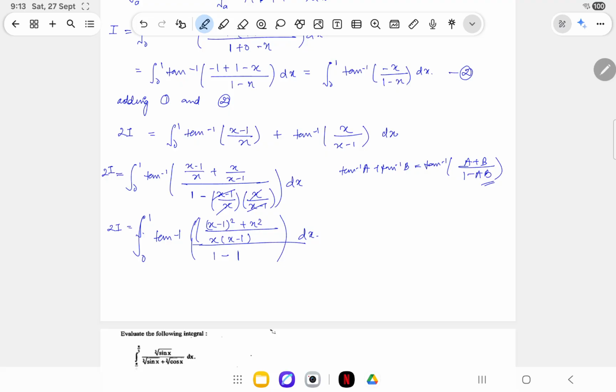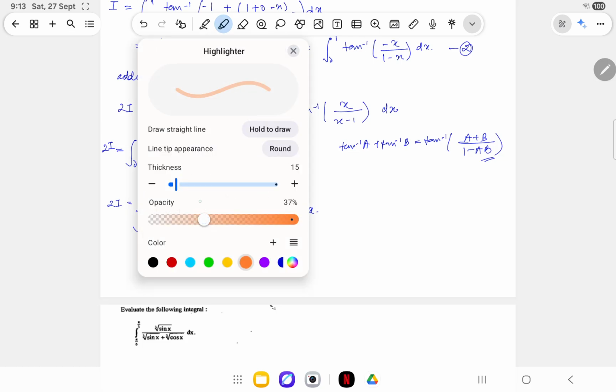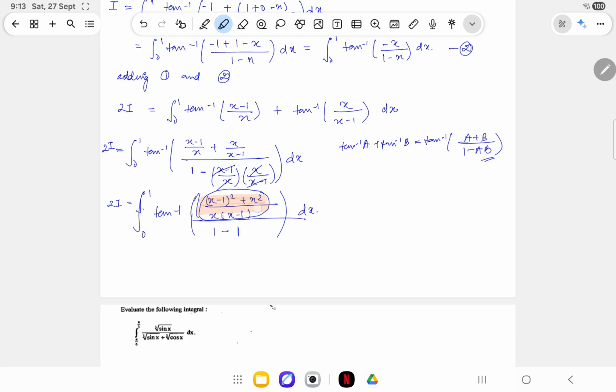So if you see that in the denominator we got a 0, in this question you're supposed to check its sign, because it will be infinity or minus infinity based on the sign of this term. So let's check the sign, whether it will be positive or negative.